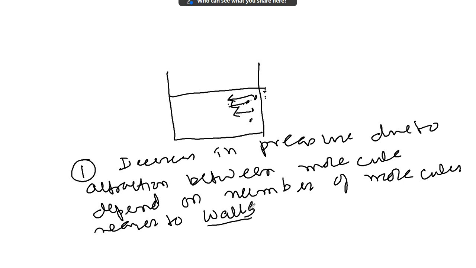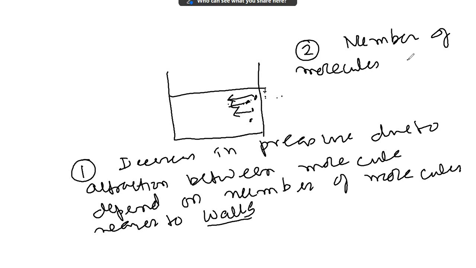Number of molecules nearer to walls. The more the number of molecules, the more the force of attraction between the molecules, and the less the force by which the molecules strike the walls, so the less the pressure. Number 2, the decrease in pressure also depends on the number of molecules striking the walls per unit volume.